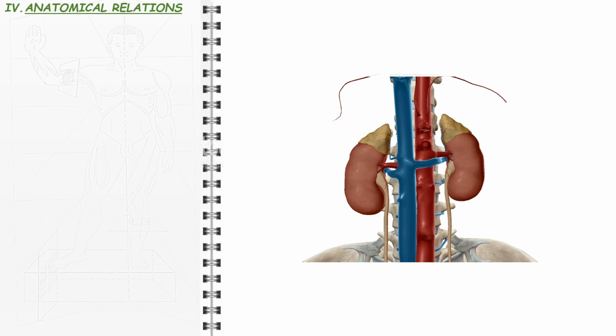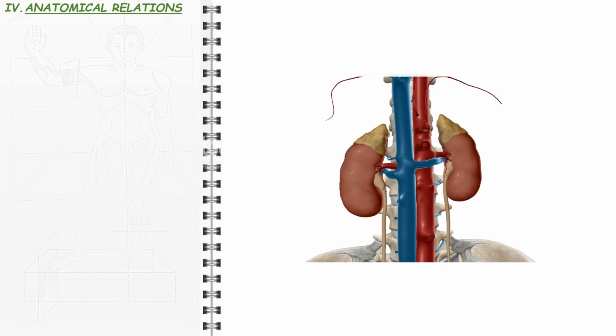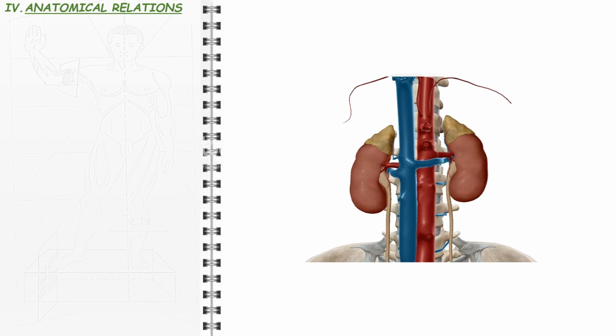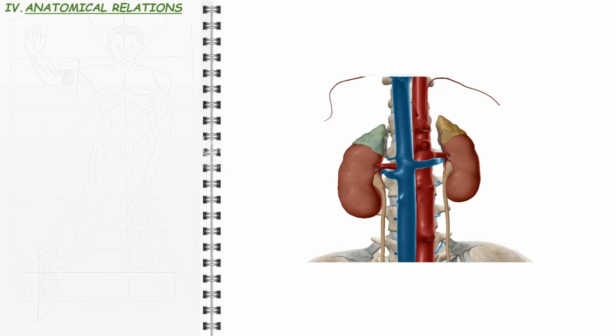Let's now go step by step through the intricate anatomical relations of the suprarenal glands. The suprarenal gland is a thoraco-abdominal and asymmetrical organ. Therefore its anatomical relations differ from right to left and are numerous.